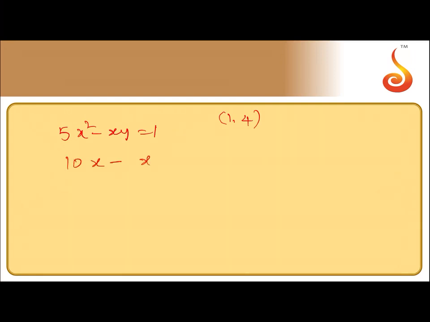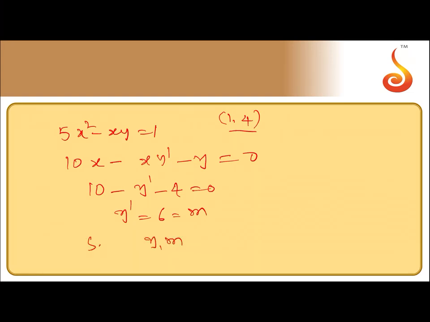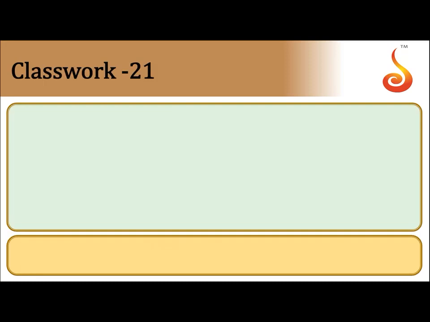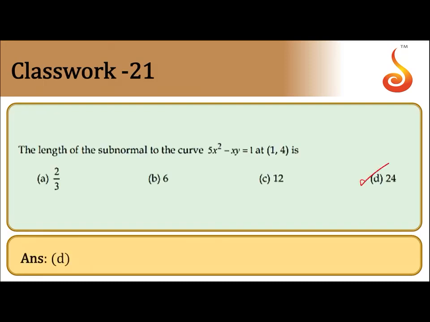Find the derivative: 10 times of x minus x y dash minus y, and that is equal to 0. We like to calculate the slope y dash at the point 1 comma 4. X equals to 1 means it is 10 minus y dash minus 4 is equals to 0. So what is y dash? It is 6, and that is nothing but m. So y1 into m, that is nothing but subnormal length, and that is equals to 4 multiplied by 6. That is answer is equals to 24. So the answer is 24, length of the subnormal.